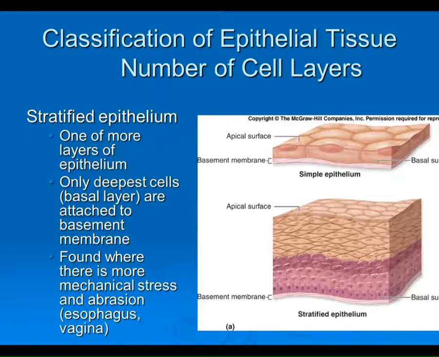Now, in a stratified epithelium, the deepest cells, the basal layer, are the only ones attached to the basement membrane. So down here, only the basal cells are attached to the basement membrane. The rest of them are attaching to each other, right, and are moving toward the surface. So this represents a good view of your skin. But also, we find stratified epithelium where there's any kind of mechanical stress or abrasion. So this will include the esophagus, the anus, and the vagina.